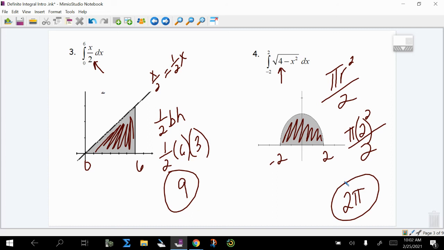So that gives you a basic introduction of how definite integrals can be drawn and understood as a visual picture, and how we can use geometry to help us find area.